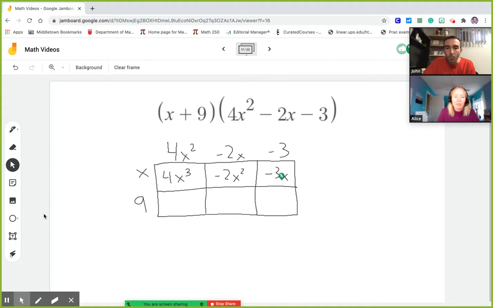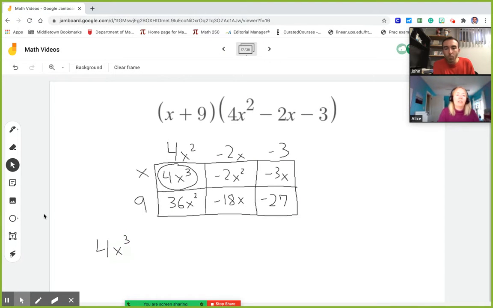Now I'm going to go straight across the bottom. 9 times 4x squared is 36x squared. 9 times negative 2x is negative 18x. And 9 times negative 3 is negative 27. Now this is going to nicely just let me combine like terms right away. So I know that this is going to be by itself. It's the only x to the third. So that's 4x to the third.